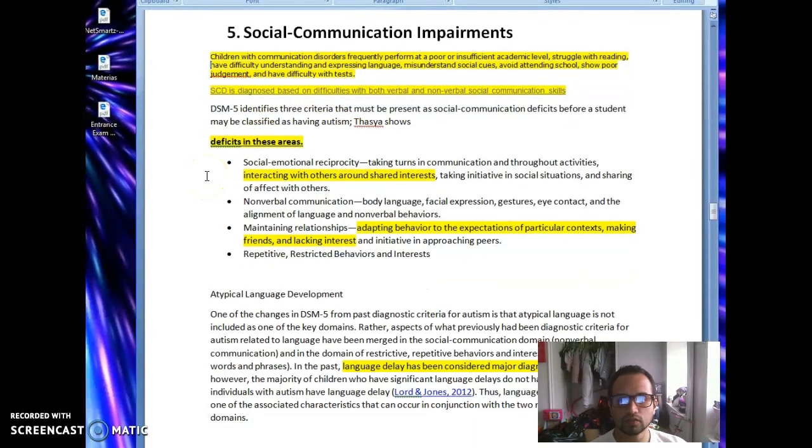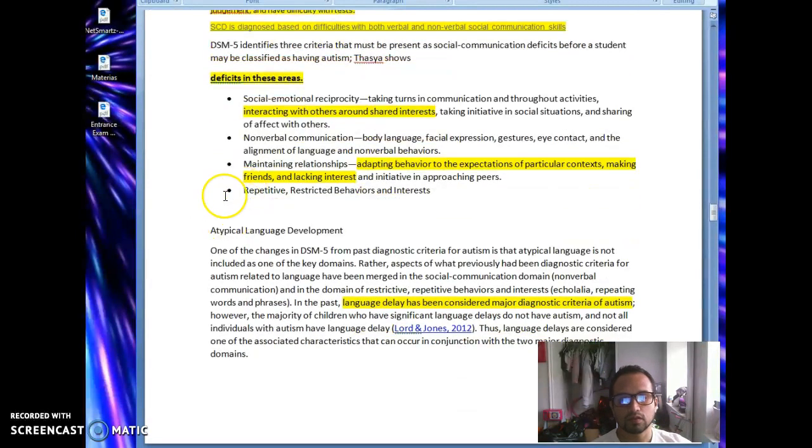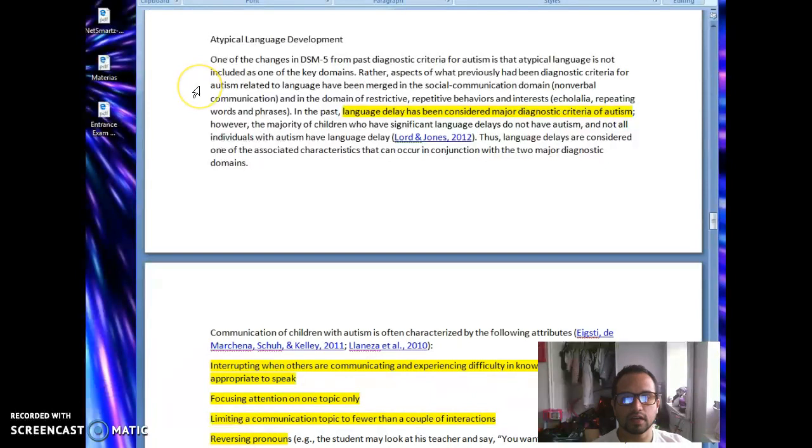So I took some notes on it, and the deficits in the areas are social, emotional, interacting with others, also adaptive behavior, in making friends, and a lack of interest too.